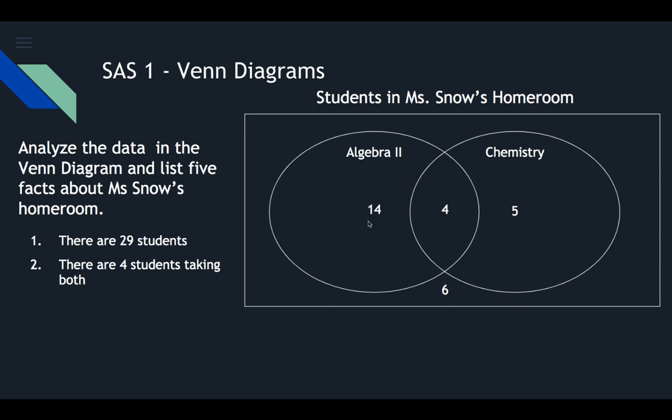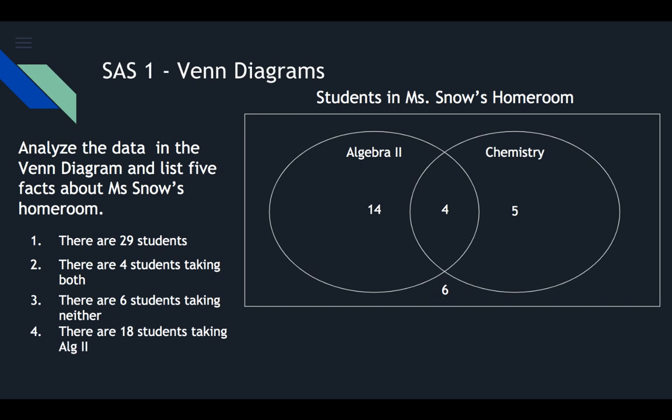So what are we doing? We have 4 students taking both. And there are 6 students taking neither. Notice that the 6 lies outside of any circle. The circle is Algebra 2. Any students inside the circle take Algebra 2. And this is chemistry, and students inside that circle are taking chemistry. So the 6 is inside neither, so they are taking neither.